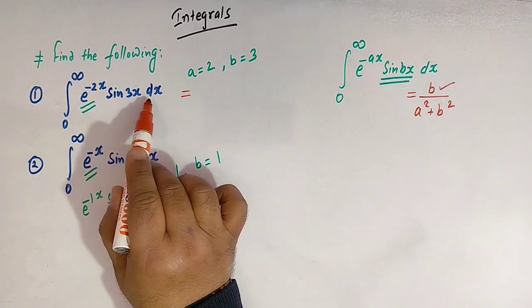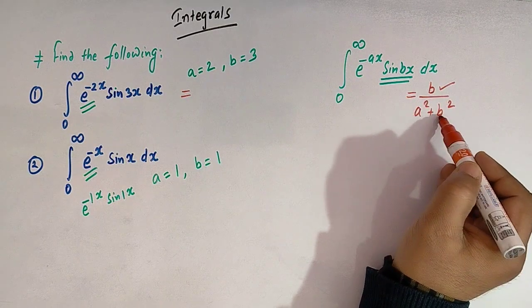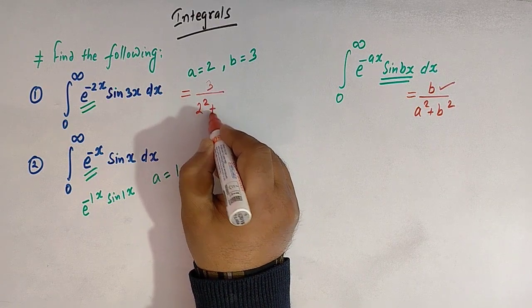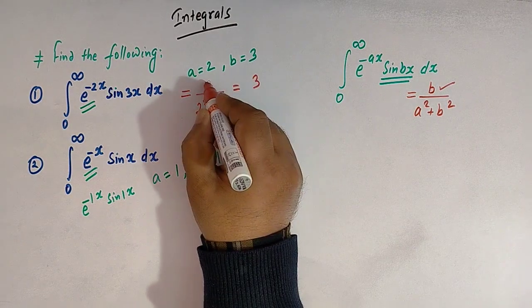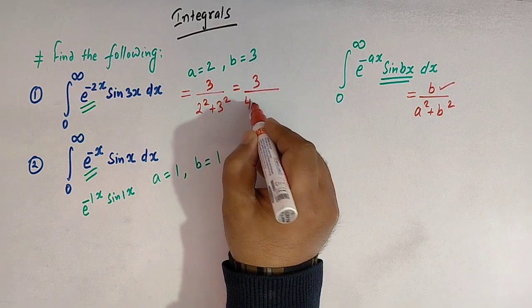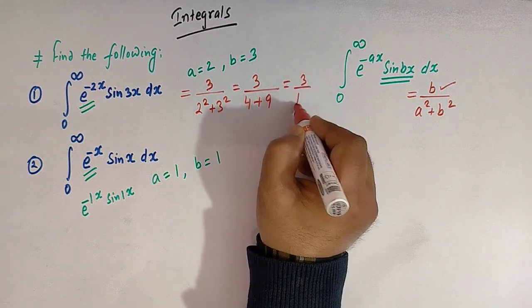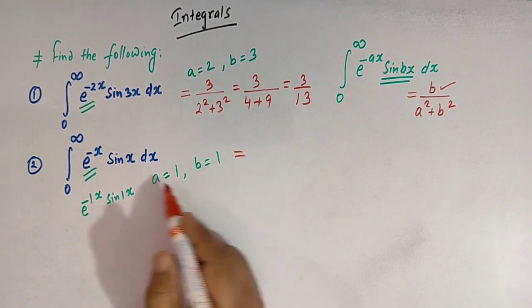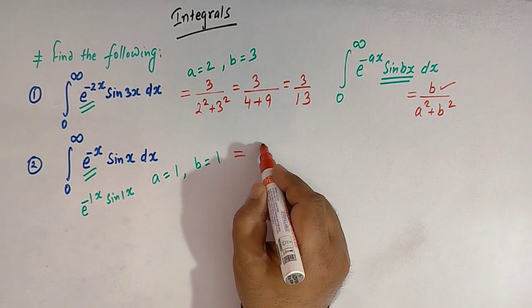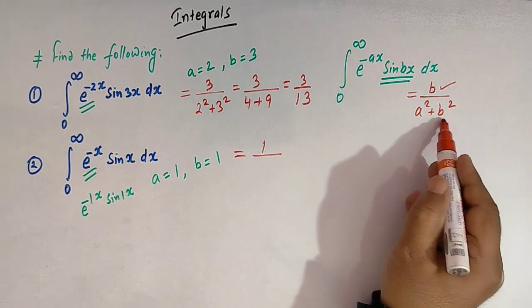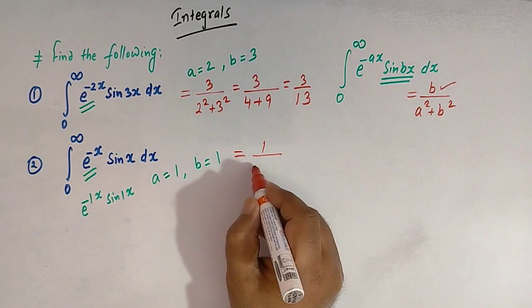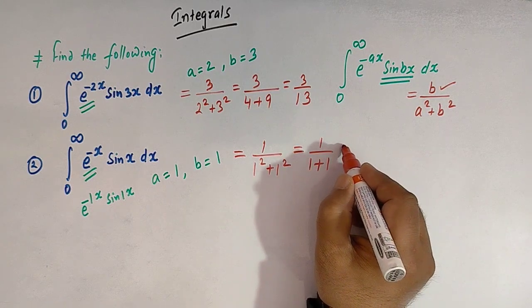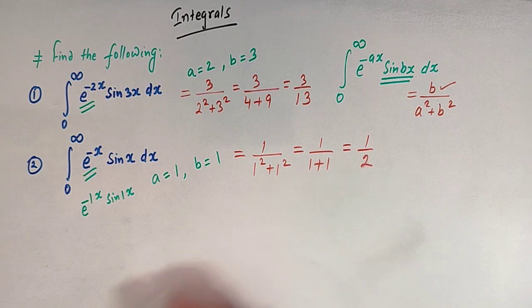Here the value of this integral is b over a square plus b square. So b is 3, and in the denominator we have 2 square plus 3 square, so this is 3 divided by 4 plus 9, which is 3 over 13. Now in the second integral, b is equal to 1, and in the denominator a is 1, so we have 1 square plus 1 square, and this is 1 over 1 plus 1, that is equal to 1 over 2.